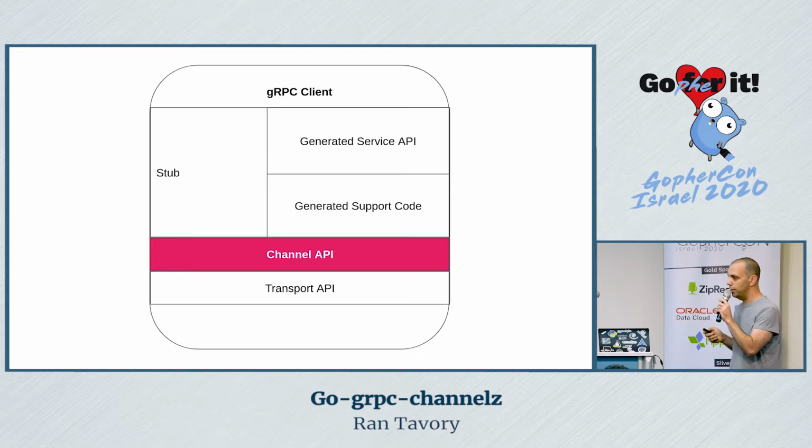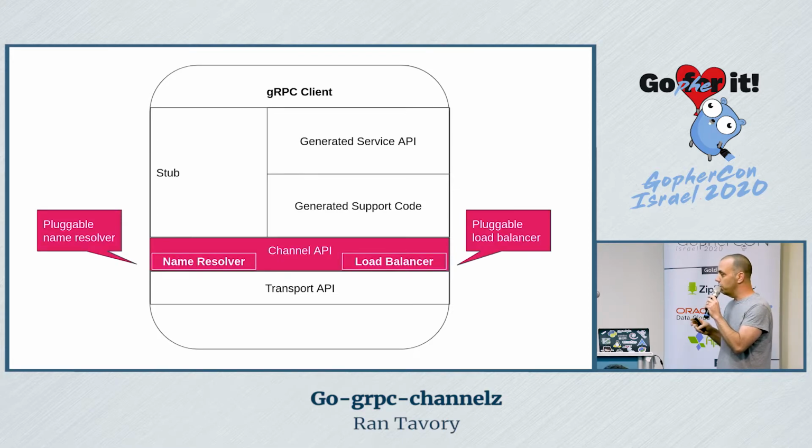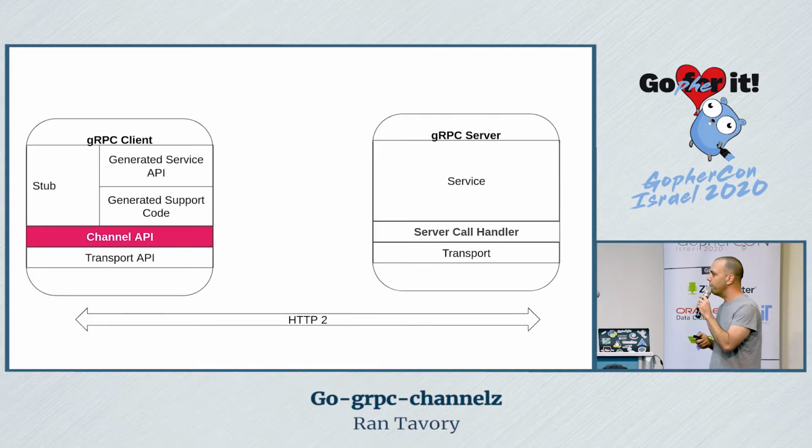So now let's dive into the channel API. The two interesting components there are the pluggable name resolver. I mentioned console before, and there are plenty of more pluggable name resolvers out there. And you could also attach a pluggable load balancer. There are a few provided default ones, such as round robin or last used, but you could also implement your own load balancer. And the API is very simple.